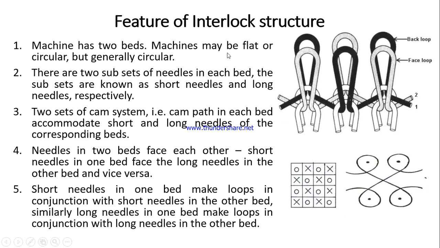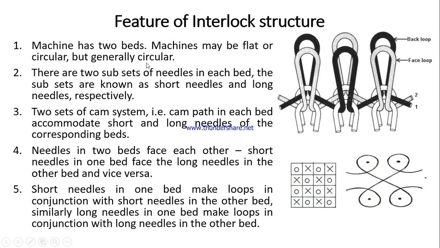So machines may be flat bed machines such as V-bed machine, or circular machines. Circular machines may have the cylinder type or cylinder dial type. Okay, but generally circular machines, cylinder or cylinder dial type machines, are more popular than the flat bed machines. So particularly those machines are called interlock machine.